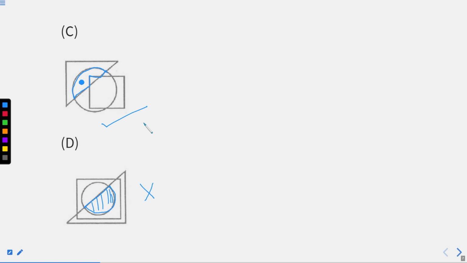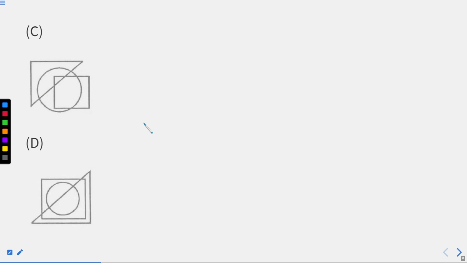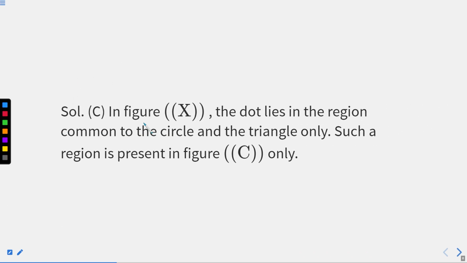This is a problem where we have only one dot, right? Now, how can we write the answer? In figure X, the dot lies in the common region of circle and triangle only. Such a region is present in figure C as well. So, the kind of situation which is there in X will totally satisfy the situation which is there in C as well, right? So, option C will be your answer. I hope this question is clear, right?